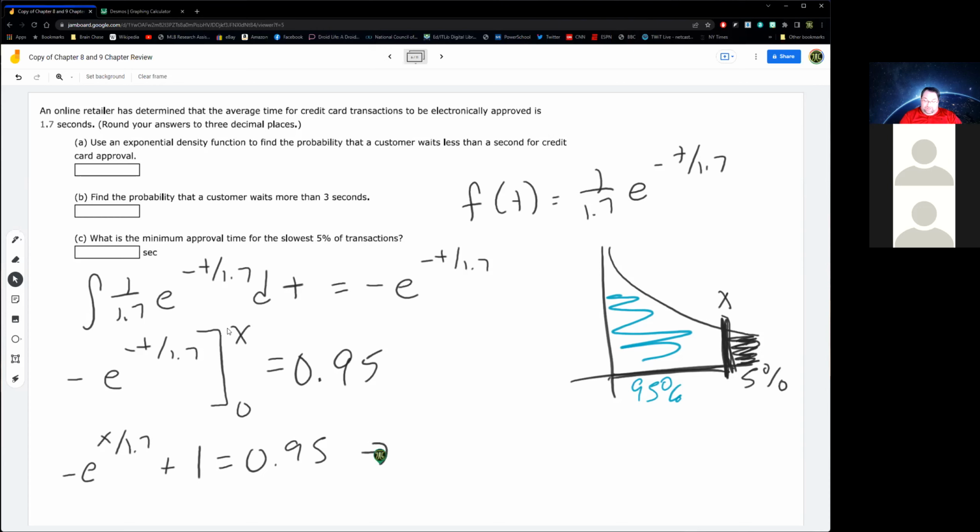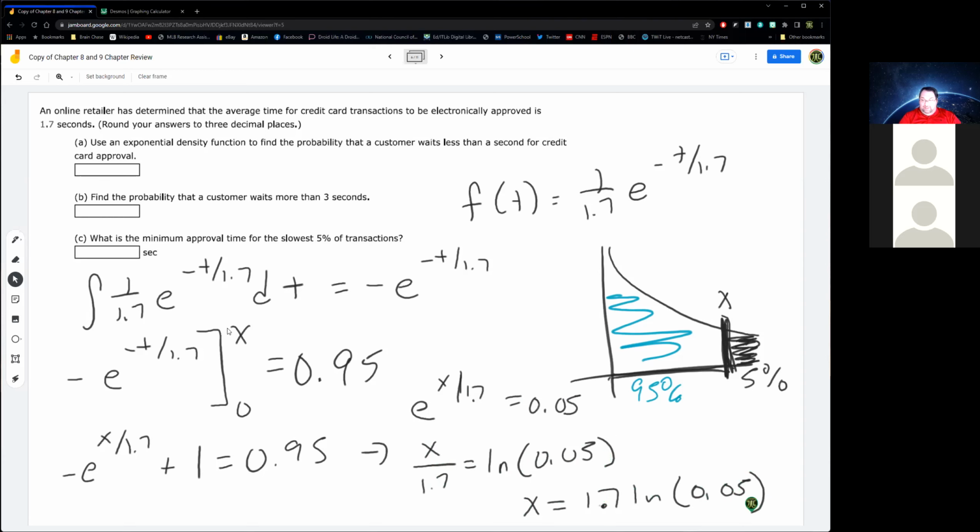So if I move a few things around, just to simplify this a little bit, I get e to the negative x over 1.7 equals 0.05. So now I do my ln. I have negative x over 1.7 equals ln of 0.05, and multiplied by the 1.7. So x equals 1.7 ln of 0.05. That's what I'm going to plug in my calculator to get my answer.